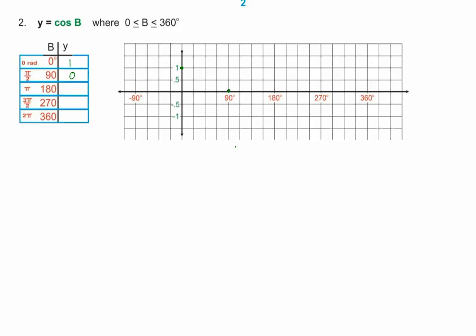Punch in 180, hit the cosine. Now you're down to negative 1. Punch in 270, hit the cosine, back up to 0. Punch in 360, hit the cosine, back up to 1 again.